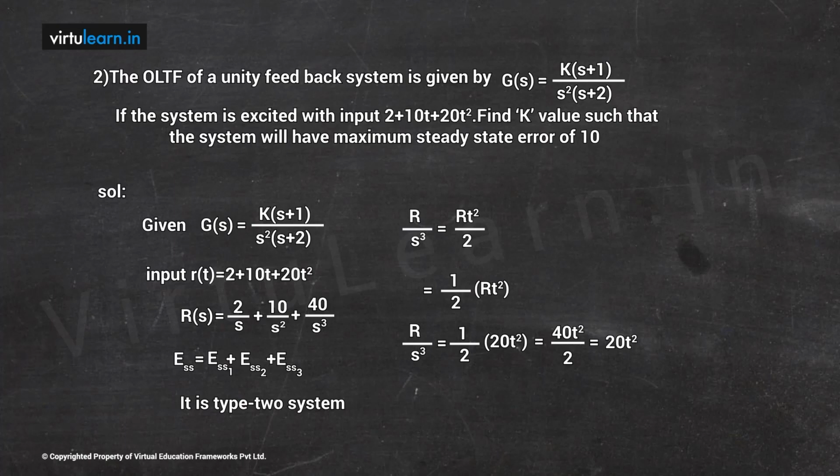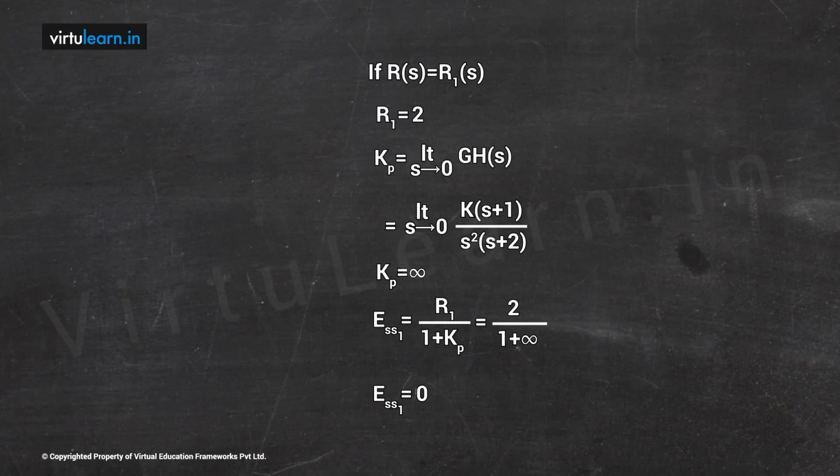Then what is the Kp? Kp is limit s tends to 0, G(s). When you look at the open loop transfer function, it is a type 2 system. When you have a type 2 system, your Kp is going to be infinity, Kv is going to be infinity, and the corresponding errors are going to be 0.